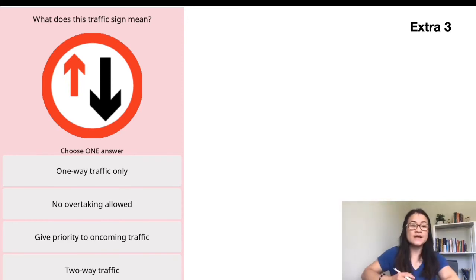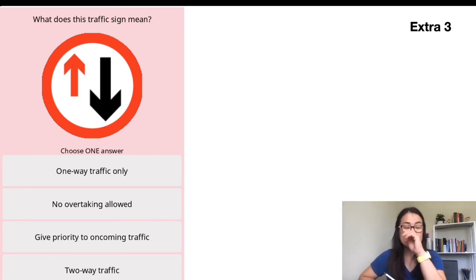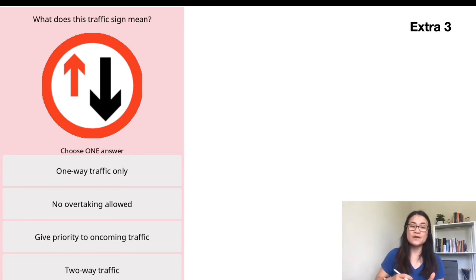The circle sign is giving you an order. The red one is telling you what you must not do. Let's have a look inside the sign. The red arrow represents you because you drive in the left-hand lane, and the black arrow represents the oncoming car. The red arrow is the smaller one and it's red in color, so it means you have to give way to the oncoming car. So the answer is give priority to oncoming traffic.